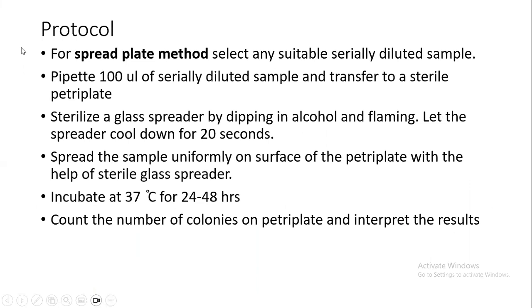Next is the protocol for the spread plate method. We are going to select any suitable serially diluted sample, take 100 microliter of it and transfer it to a sterile Petri plate. Then we sterilize the glass spreader by dipping it in alcohol and flaming. After cooling down the glass spreader, the culture is spread uniformly on the surface of the Petri plate with the help of the sterile glass spreader. Following this, the plates are incubated at 37 degrees Celsius for 24 to 48 hours, and the number of colonies obtained on the Petri plate are counted and the results are interpreted.